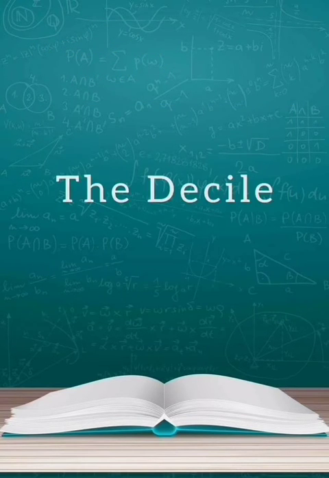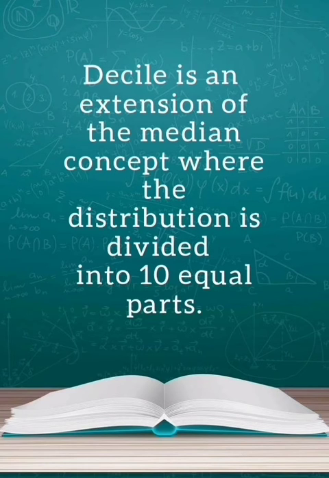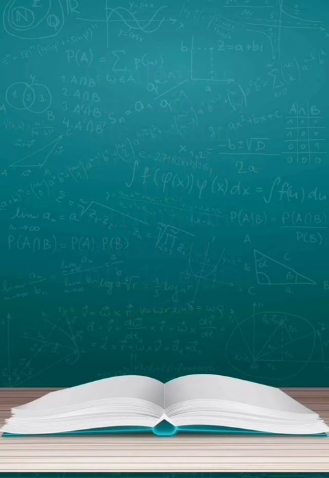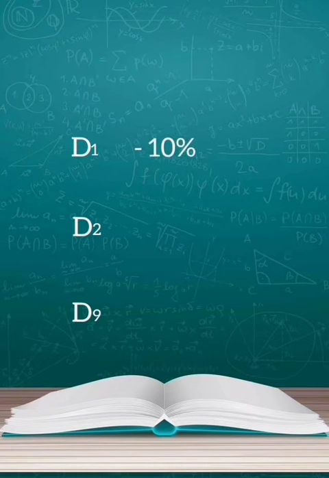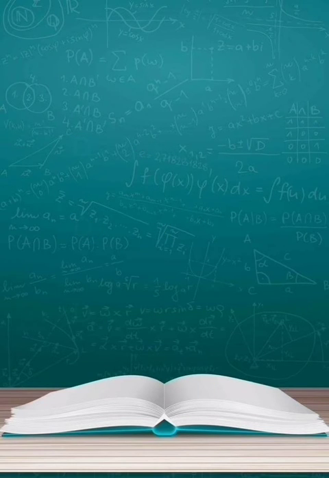The decile. Decile is an extension of the median concept where the distribution is divided into 10 equal parts. The deciles are denoted by D sub 1, D sub 2, up to D sub 9. First decile constitutes the 10% of the dataset, and second decile constitutes 20%, and so on. To find the deciles of the dataset, the following formula can be used.